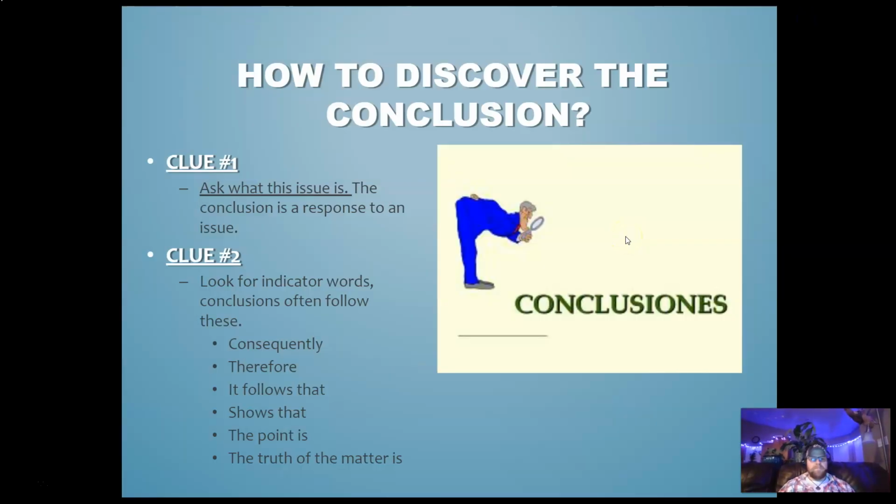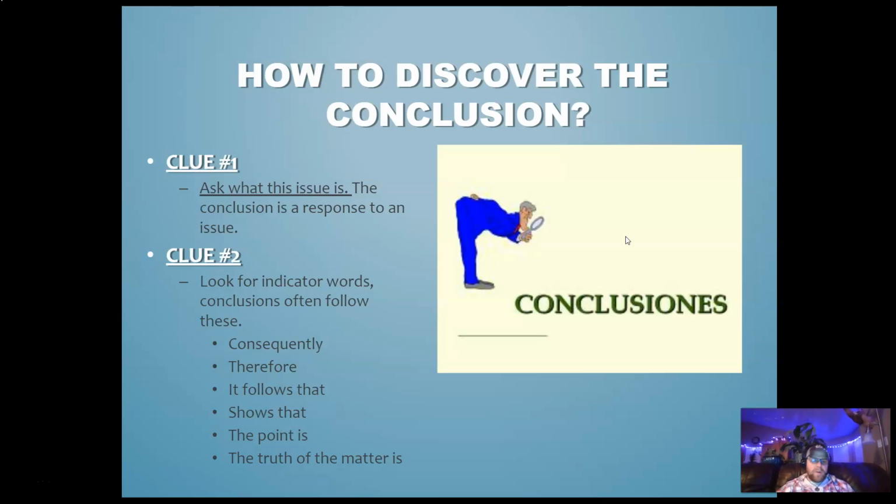Okay. So how do you discover the conclusion if it's not written explicitly? Ask what the issue is. And if you understand the question they're responding to, you can usually find what their conclusion is. Unless it's like we're kind of portraying both sides and I just want to present both sides of the issue. But that's not really an argument. That's just a report.